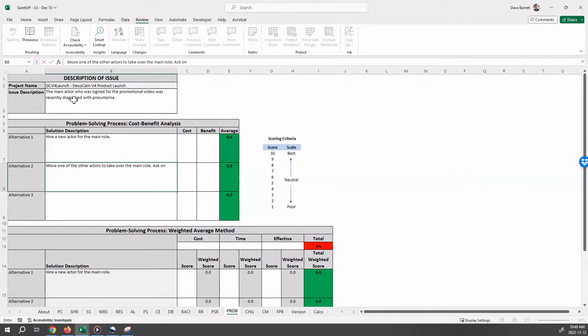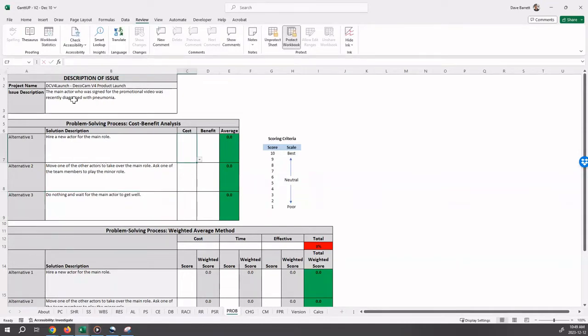Then ask one of the team members that are currently on the project, like Eli or Chris or Maddie, to play the minor role. And then finally, do nothing and wait for the main actor to get well. So those are three different alternatives. There might be others, there could be different three, but those are three reasonable alternatives.